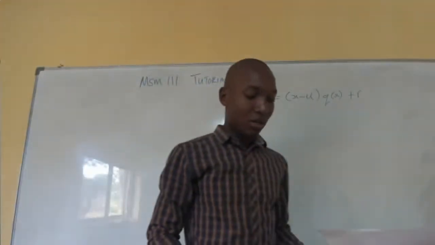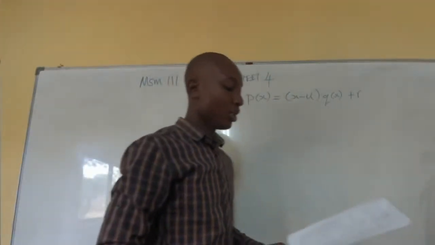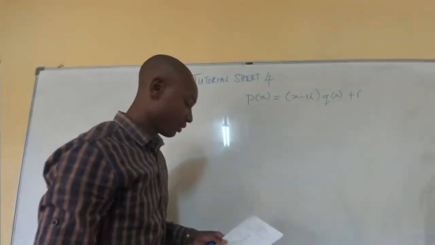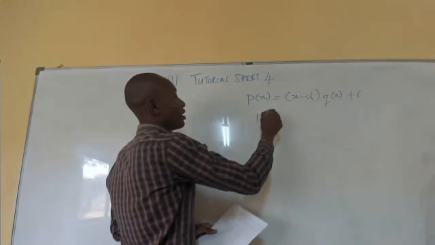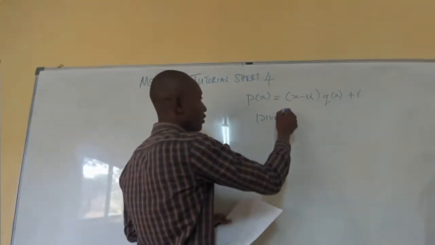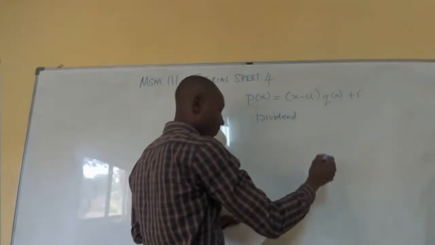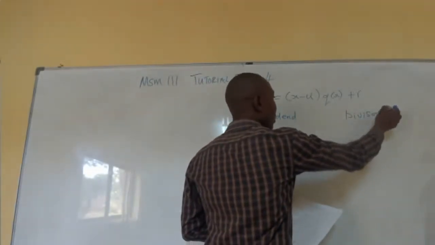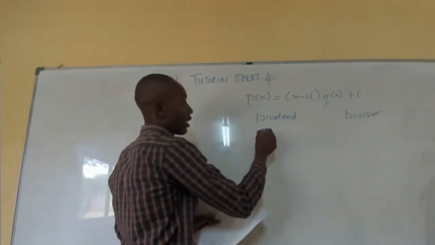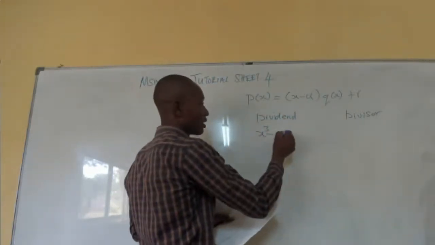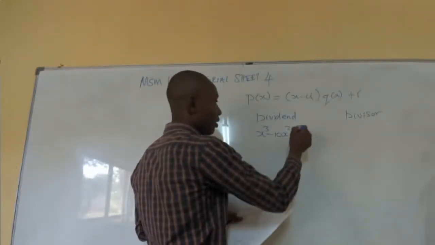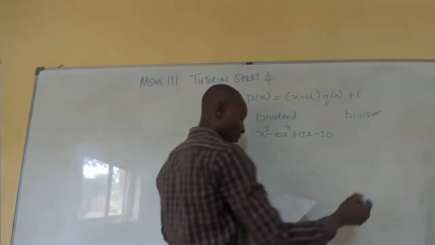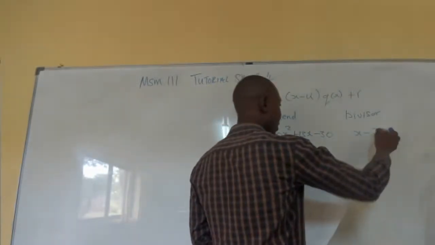Okay, so now what you've been told is we need to use synthetic division. So we have a question here. I'll write the dividend side and the divisor side. x cubed minus 10x squared plus 13x minus 30. Then we have x minus 3.